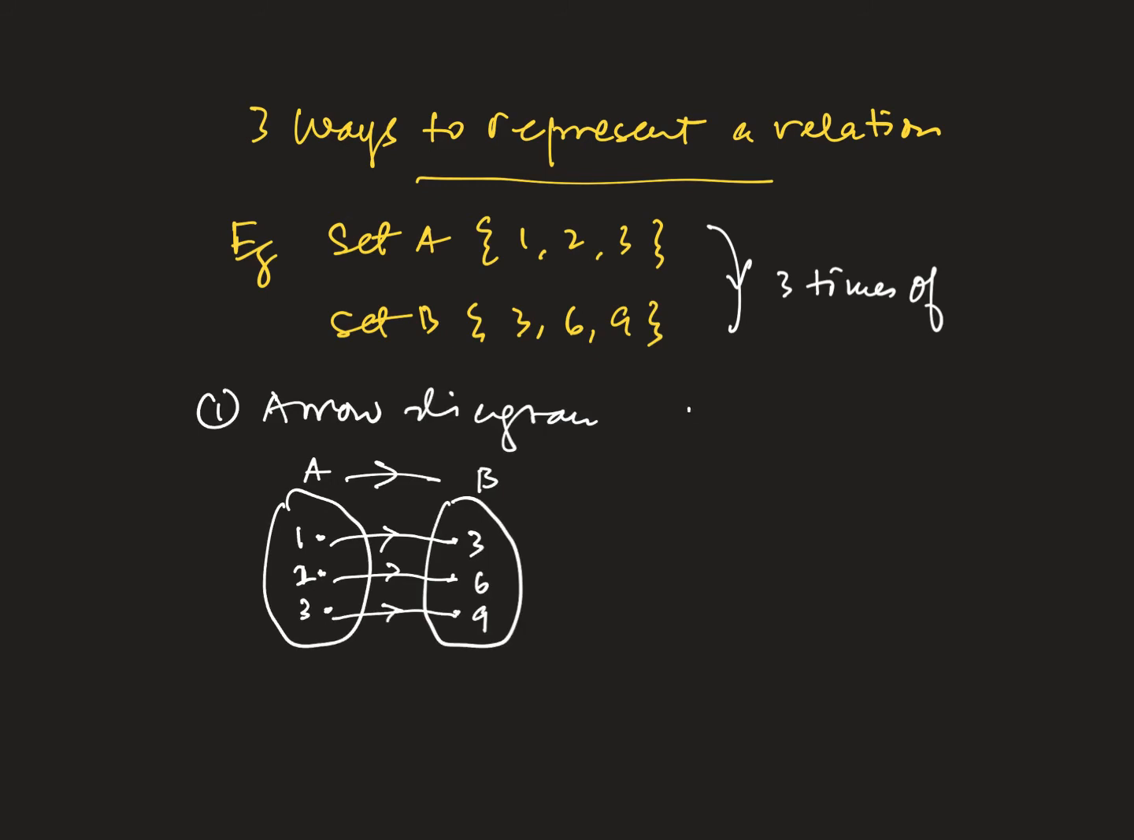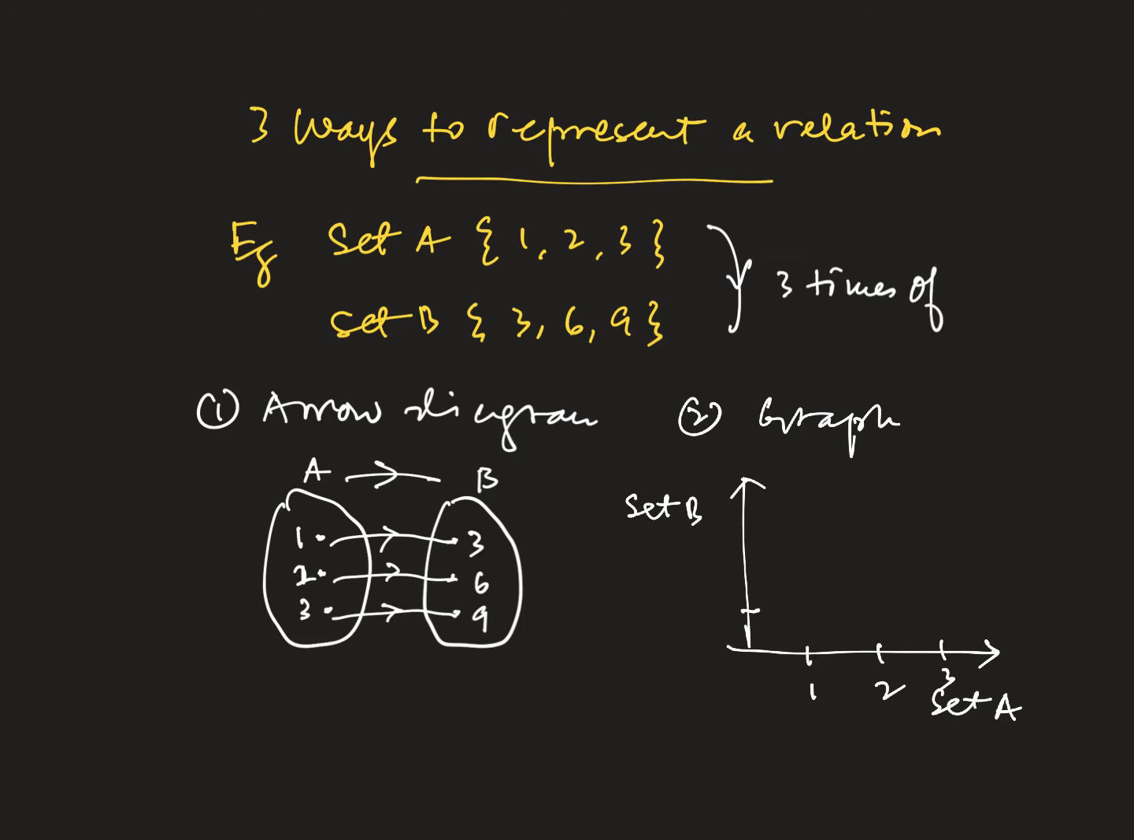And the second way is by way of a graph, where we use the X and Y axes, where the X axis represents A and the Y axis represents B. So in set A we have 1, 2, 3, and in set B we have 3, 6, 9. So we put a dot at the intersection point between 1 and 3, because that's a relationship between 1 and 3, 2 and 6, and 3 and 9.